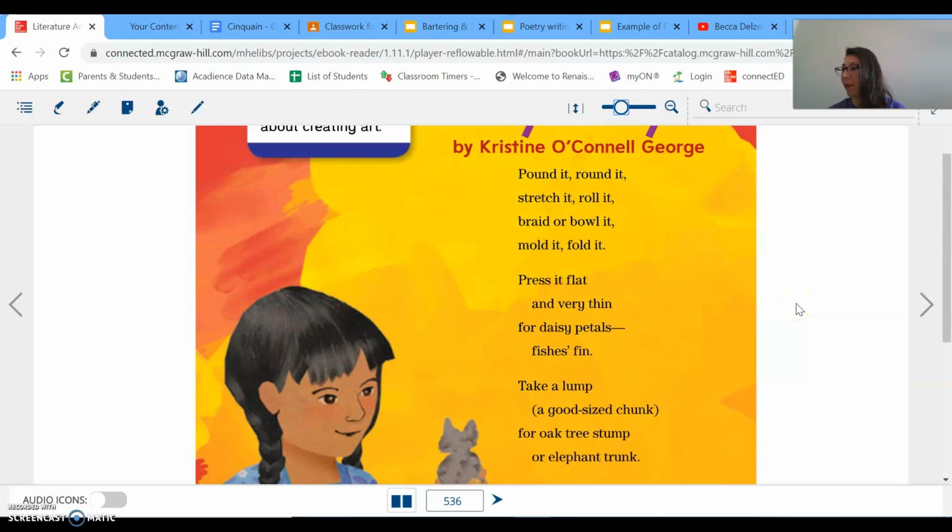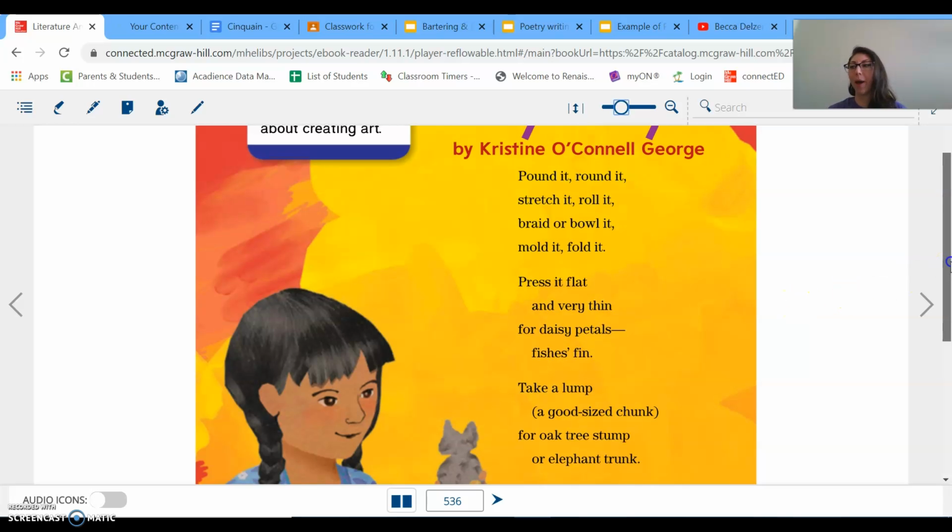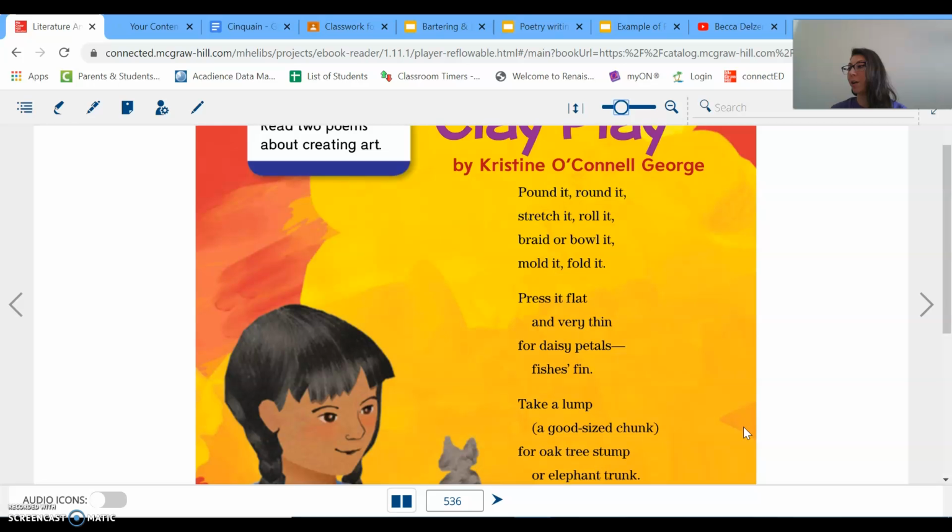Okay, when I read this poem out loud, I notice that the poem repeats the word it over and over again. Like here it says pound it, here it says stretch it. I'm going to underline each of the its I find in the poem.